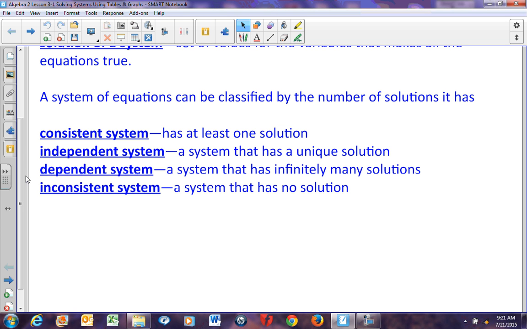A dependent system is a system that has infinitely many solutions, which means it has so many you can't even count them. And if it's a dependent system, that also makes it a consistent system, because it has at least one. If it has infinitely many, it has at least one. An inconsistent system is a system that has no solution. And we're going to talk about all these types of systems a little bit later in this lesson.